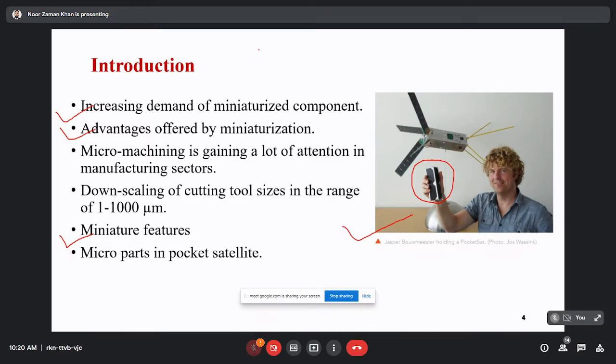The flexibility offered by micro machining processes in comparison to other processes has helped to manufacture various complex shapes, various curves, cavities, or microchannels, etc.